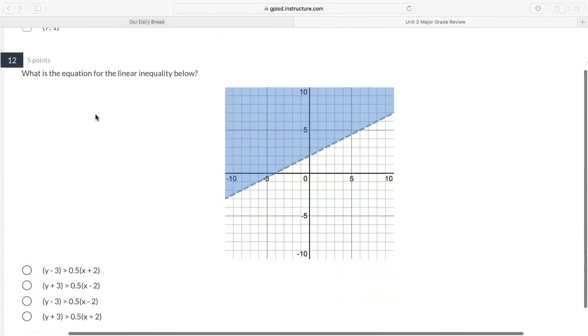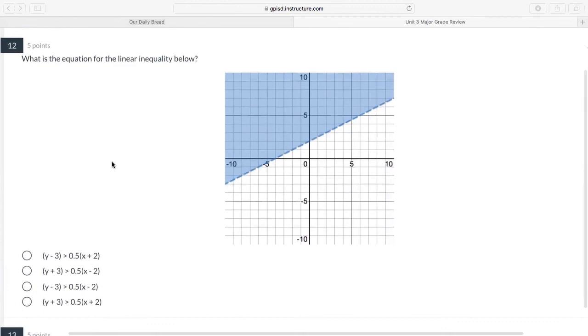Number 12. What is the equation for the following linear inequality below? This one is a little different. We actually need to figure out the equation. They all say greater than, so the inequality is fine. We're not worried about the inequality. What we're worried about is the point that it's giving us. If you notice, all the x's say 2 and all the y's say 3. So it's trying to point to some type of 2, 3 somewhere on the graph. So it could be a -2, 3 or -2, -3.